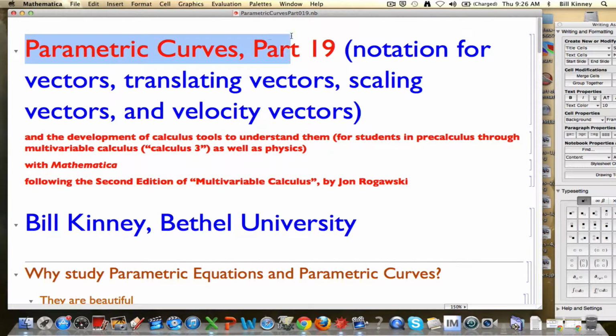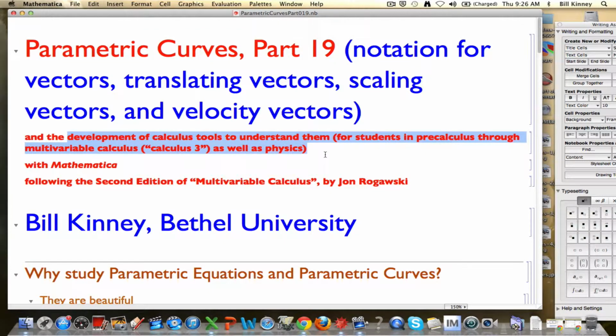Hi, this is the 19th part of a series of videos about parametric curves. We've been focused on using these curves in a physics kind of way to model motion and developing calculus tools from an intuitive physical graphical perspective to help us understand these curves in recent videos. We haven't delved into the details of why the calculus works. Hopefully we can do some of that later.